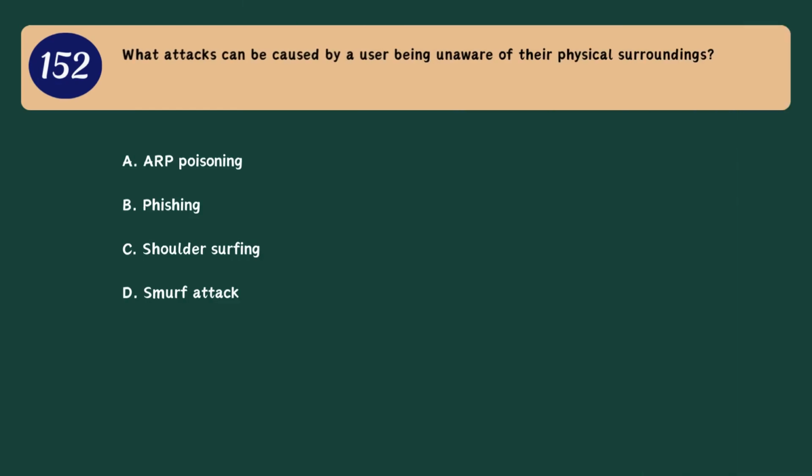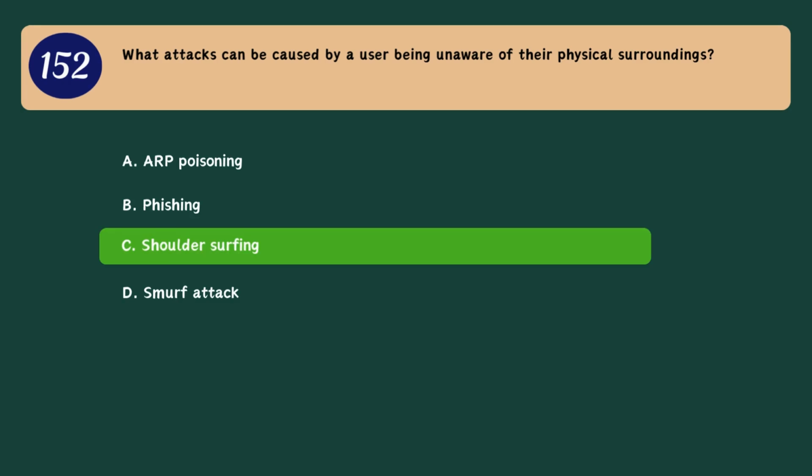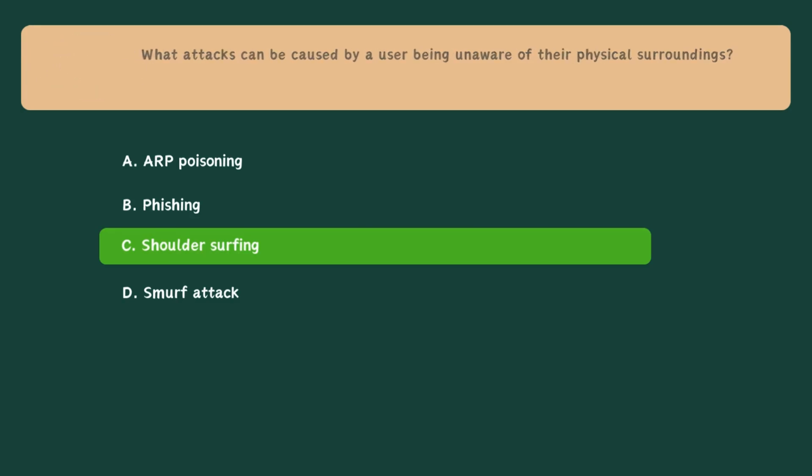Question 152. What attacks can be caused by a user being unaware of their physical surroundings? A. ARP poisoning. B. Phishing. C. Shoulder surfing. D. Smurf attack. Correct answer. C. Shoulder surfing.